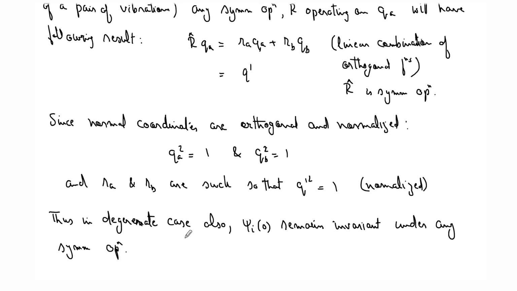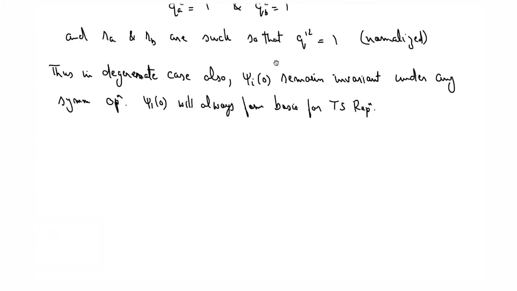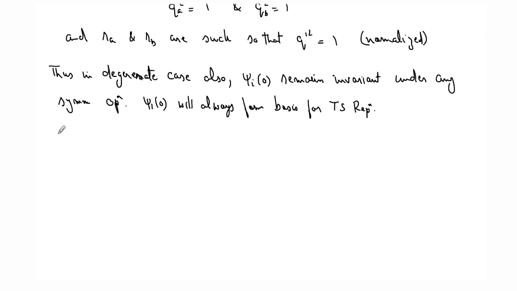This should be clear now. So that means psi i0 will always form basis for totally symmetric representation, right? So whether it is 1D or 2D, psi i0 will always form basis for totally symmetric representation, right? So now we know the IR representation for psi i0. Now let us calculate for the excited state, psi i1.